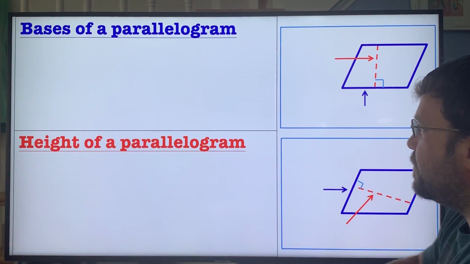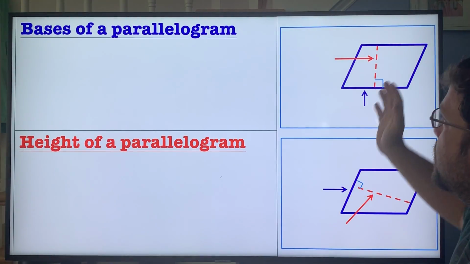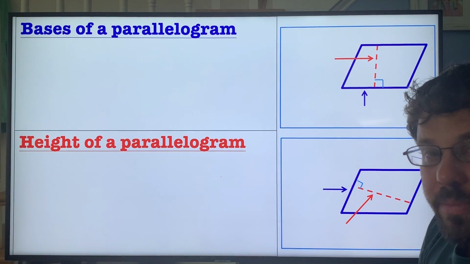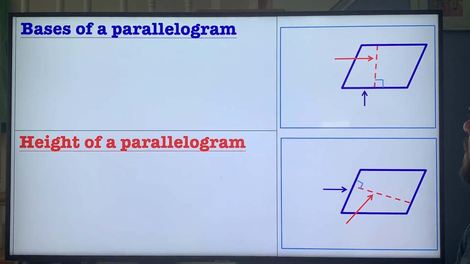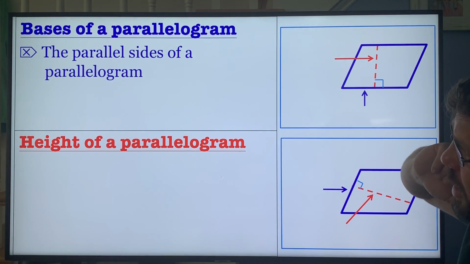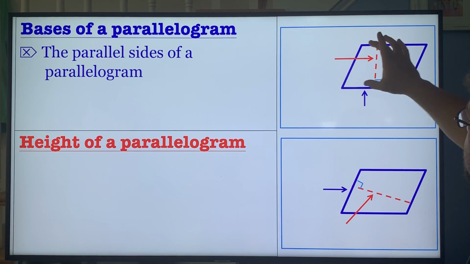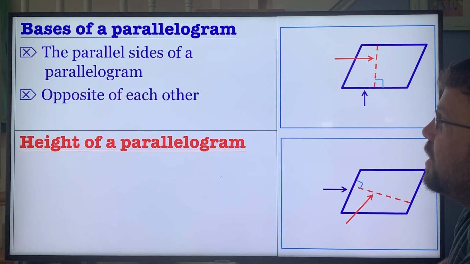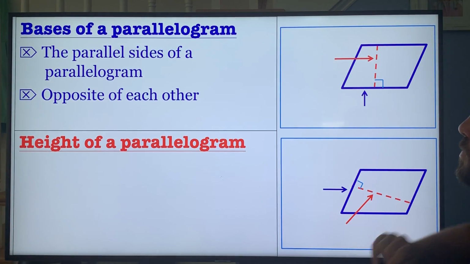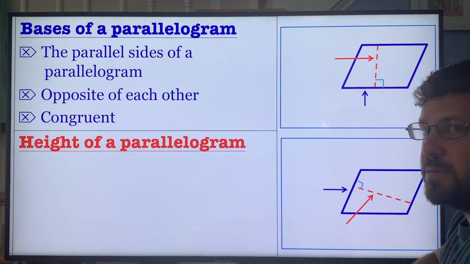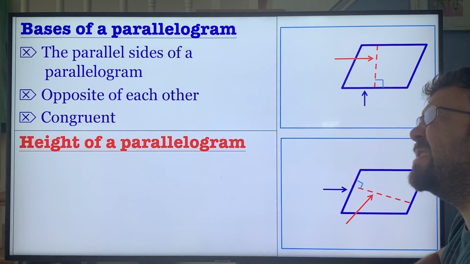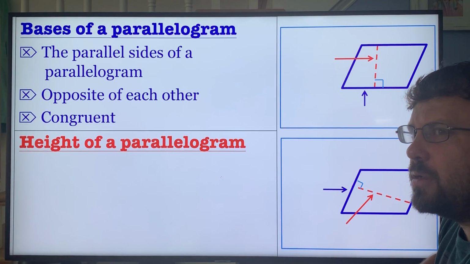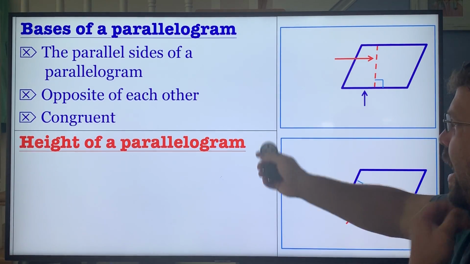Got a parallelogram here. We just went over what parallelograms are, so you guys should know what the bases and the heights are. So you need to establish what both pieces are before you find the area. So the parallel sides of the parallelogram are its bases. Remember, it has two sets, and they are opposite of each other, and they are congruent. A little rehash of 6.3, height of a parallelogram.